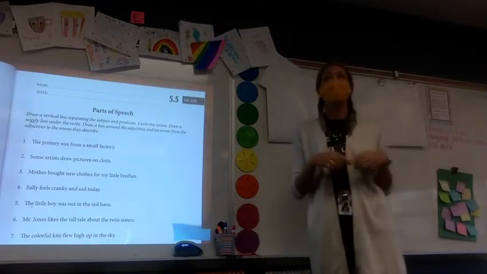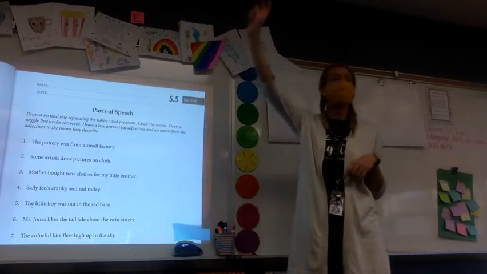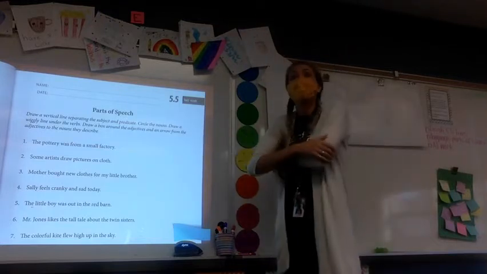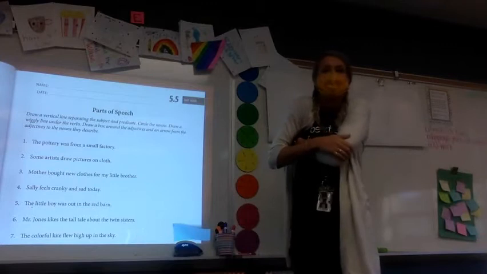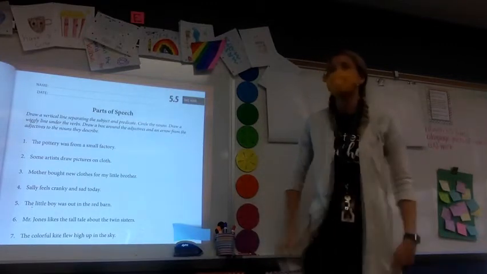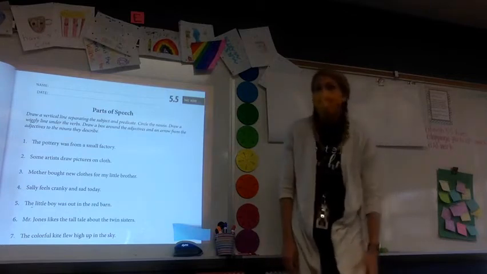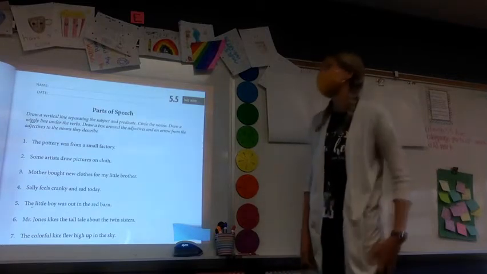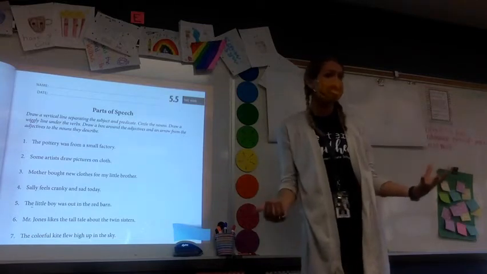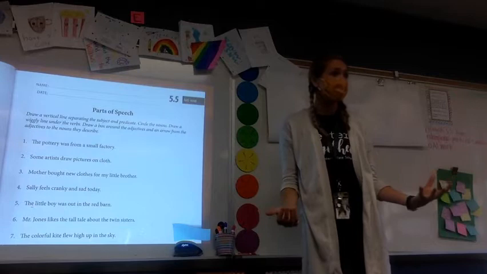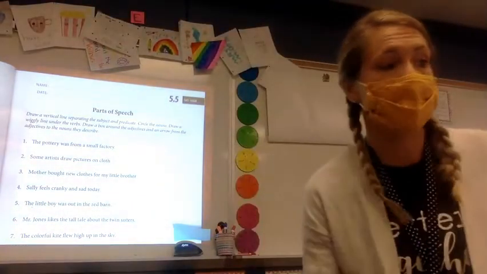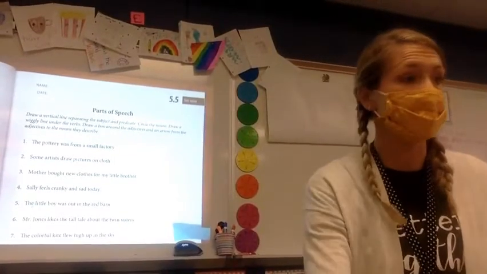Draw a vertical line separating the subject and the predicate. Circle the nouns. Nouns are people, places, and things. Draw a wiggly line under the verbs. Verbs are action. Then you're going to draw a box around the adjectives. Adjectives are describing words, and an arrow from the adjective to the noun it is describing. Holy buckets, it's a lot, right? So we're going to look at least a few of these together, and then this will be done independently.